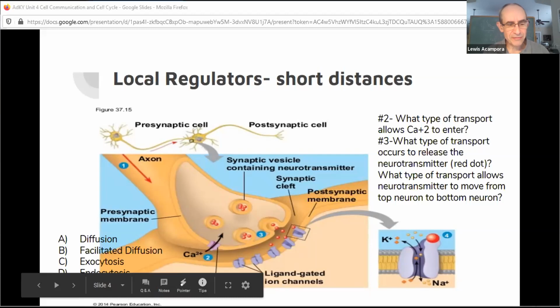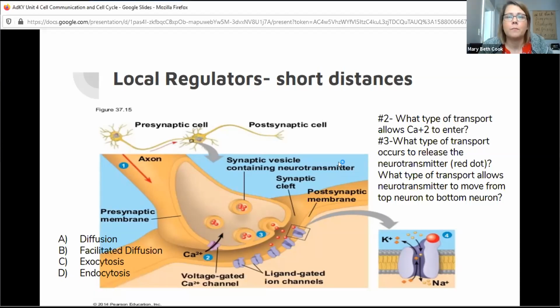So most of us have voted. I'm going to give you about 5 more seconds to make your choice, and then we'll see how the consensus is. And 3, 2, okay. All right, good. So most of us did say facilitated diffusion.